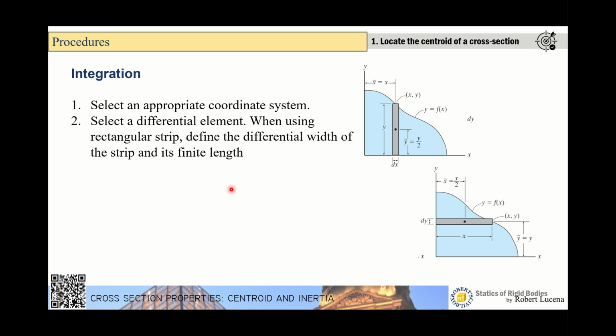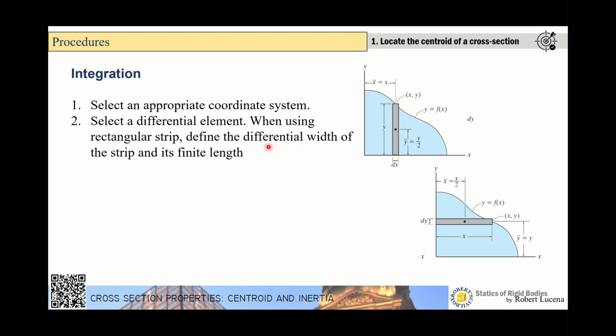But before we start with the actual calculation, let's have first the procedure. Now, the first thing we do, recall in integral calculus, we have to select an appropriate coordinate system. The most commonly used coordinate system in getting the centroid is the rectangular coordinate system. So we will select a differential element. It's either a vertical differential strip or a horizontal strip. These are differential elements because each is a very, very small strip of rectangle. So it's either vertical or horizontal.